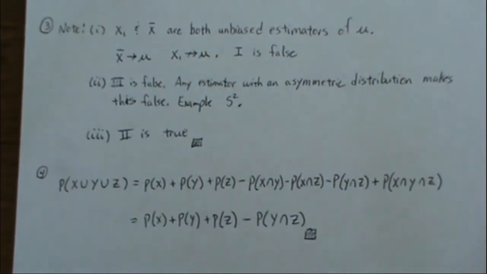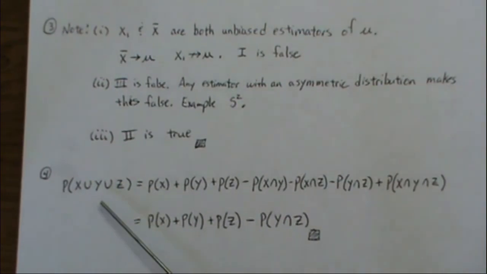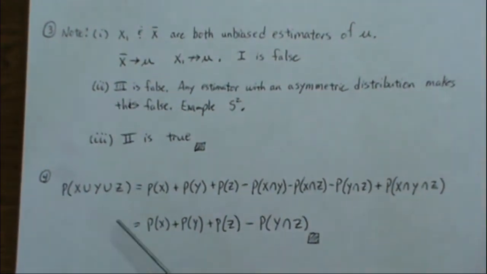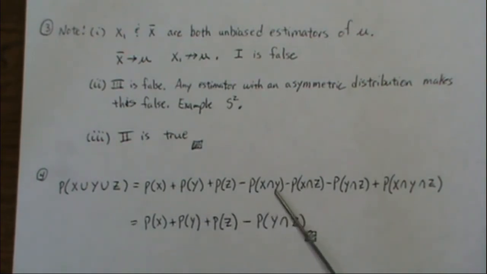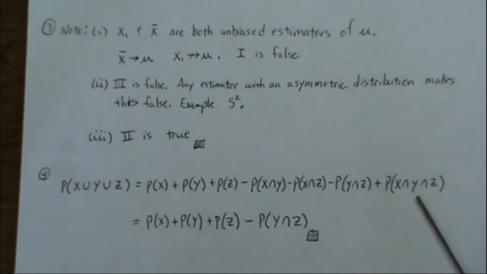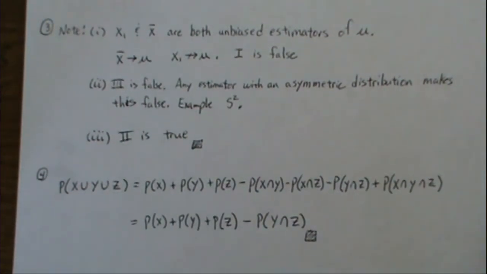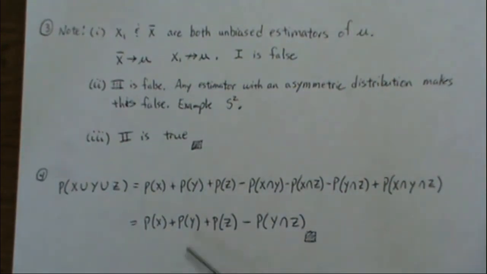So number 4, we're asked to find this probability, the union of the three. And the formula is you take the individual and then you subtract the pairwise, and then you add back the three-way intersection. But these are the empty set. So then you're just left with this.